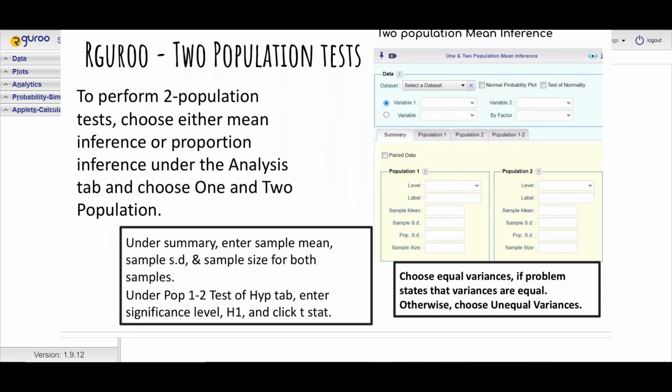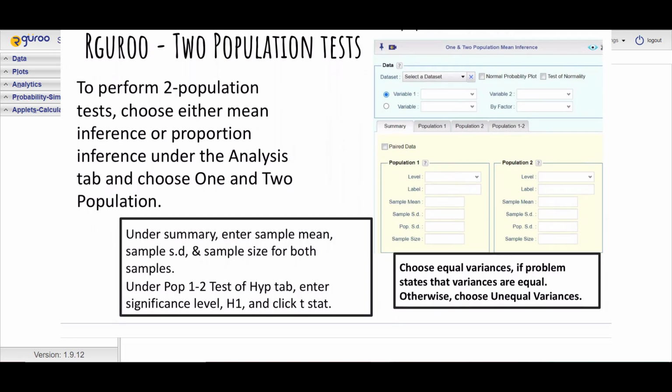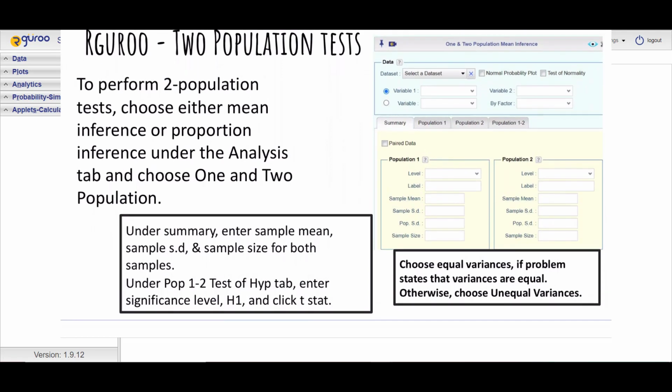Then you're going to skip over to the population 1 and 2 tab. And you're going to enter the significance level. You're going to put in what H1 is, and you're going to click T-stat most likely for the mean inference two population test, because you would only choose the Z-stat if we knew the population standard deviations of each population represented, but that's usually not the case. So we're going to choose T-stat.